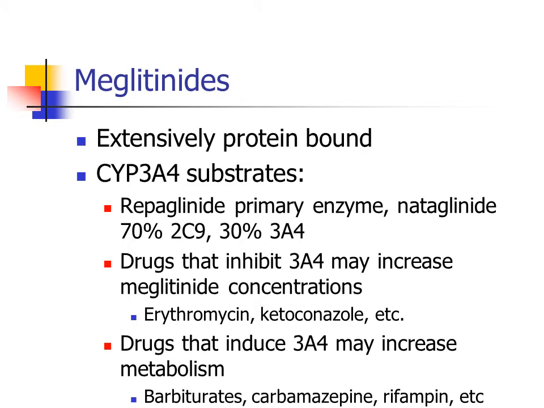Regarding the pharmacokinetic parameters of the meglitinides, they're extensively protein bound and they are metabolized by cytochrome P450 3A4. So you can see for this reason that drugs that inhibit 3A4 may increase meglitinide concentrations, and the obvious issue with that is increasing the drug concentrations may make the patient more at risk for hypoglycemia. Conversely, drugs that induce 3A4 may increase metabolism of the meglitinides, and thus you may lose glycemic control and have an increased risk for hyperglycemia.